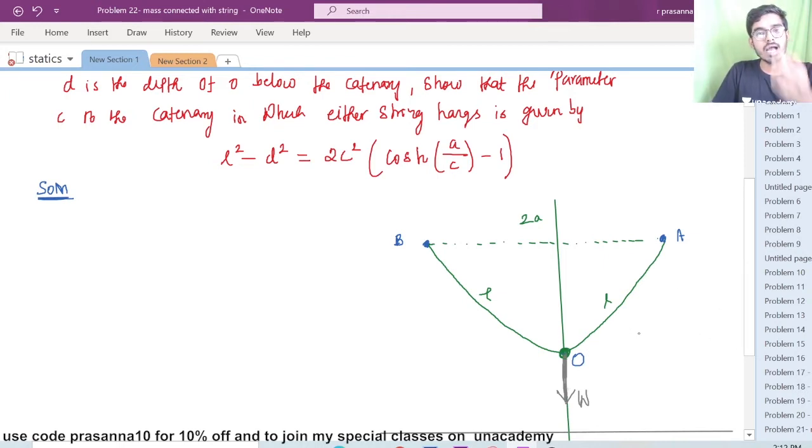That means at O, if it carries a weight W, what will happen? My catenary will be like this. My new catenary will be like this.